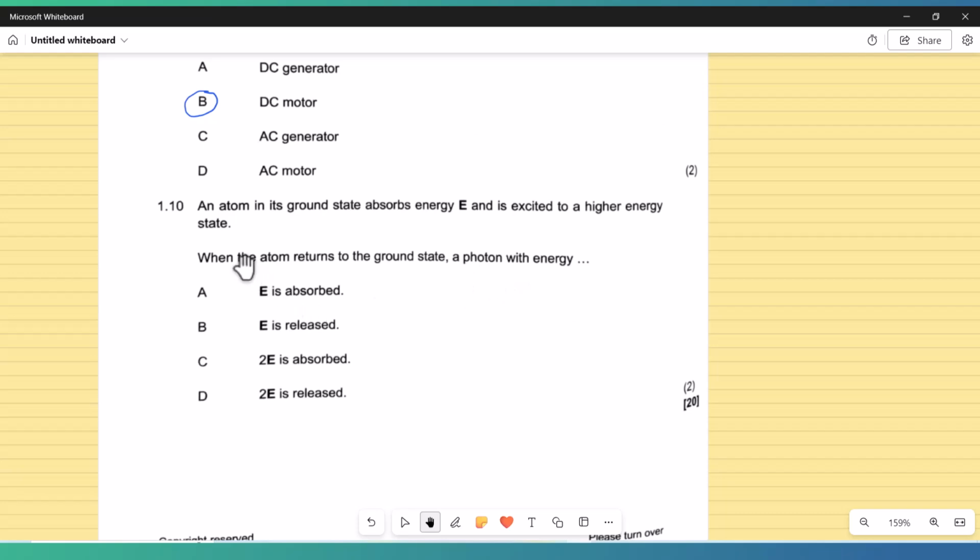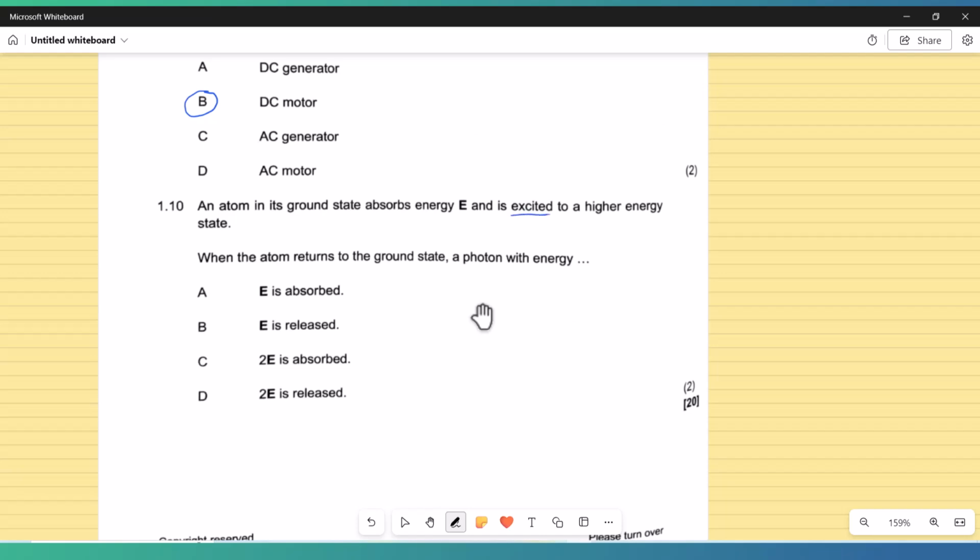They said that an atom in its ground state absorbs energy E and is excited to a higher energy state. When the atom returns to the ground state, a photon with energy, I repeat, an atom in its ground state absorbs energy E and is excited to a higher energy state. When the atom returns to the ground state, a photon with the energy dash is what? So, at first, during excitement, what happened?